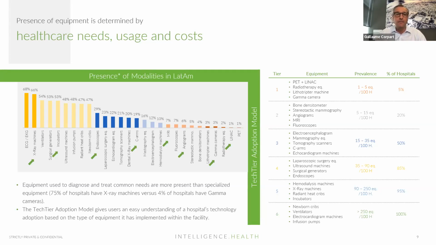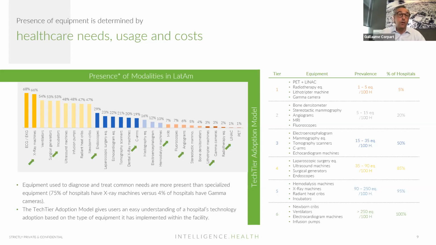And what's fascinating is that when we do the sum and the tally on a regional basis, we see that there's a natural hierarchy to the presence of these modalities across hospital systems. Okay, and we see a natural breakdown into 6 key groups, from the extremely present categories of ECGs, EKGs, and X-ray machines, all the way to the more sophisticated and complex systems like linear accelerators, PETs, and obviously robotic surgery systems.